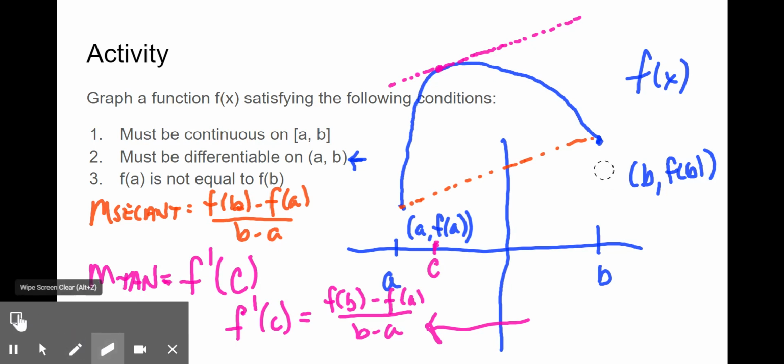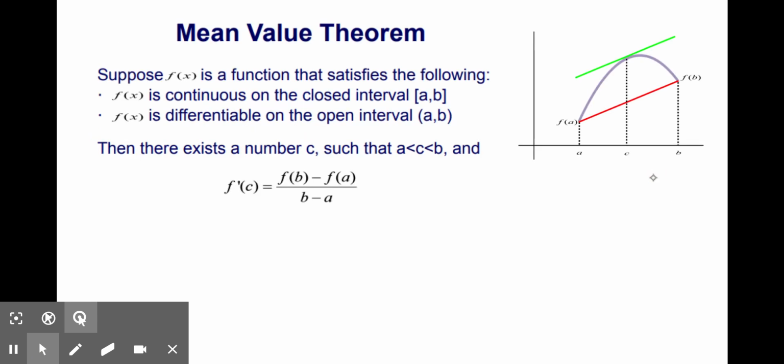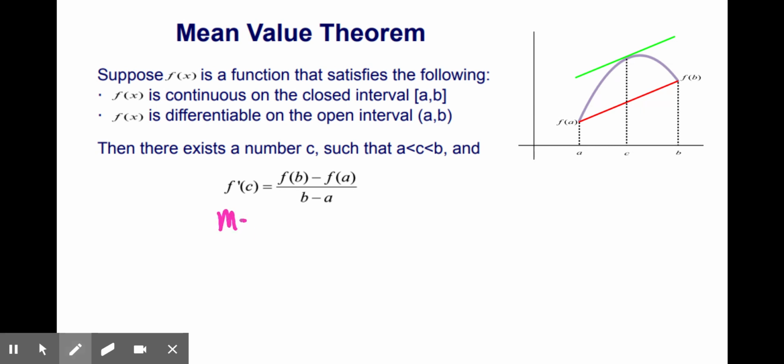Okay? This is the mean value theorem. All right, so now here is the little more fancy version. Suppose f is a function that's continuous and differentiable, then there exists a number c on (a, b) open, such that f prime of c is equal to f(b) minus f(a) over b minus a. All right, that's one way to say it. You could say the slope of the tangent line is equal to the slope of the secant line.